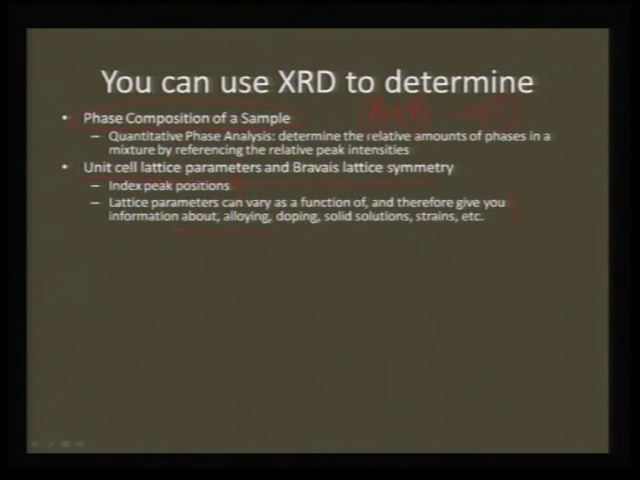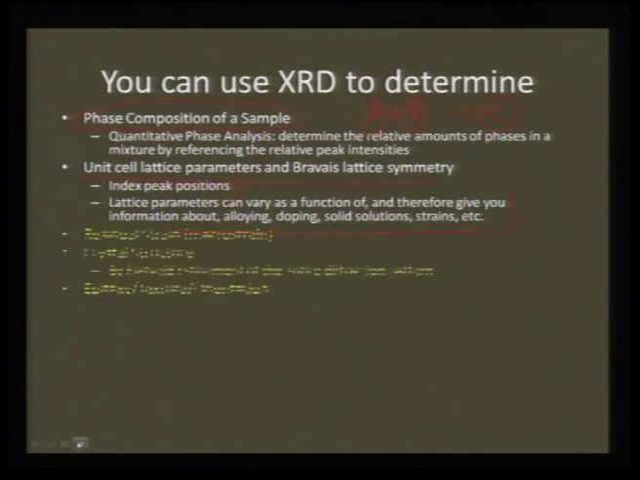So, different things we can try to harvest from a simple X-ray pattern: alloying, doping, solid solution, strains, etc. And this is a big list. Not only do we look at the cell symmetry, we also look at the macro strain in a lattice and how we can correlate the strain induced by the crystallites or by the polycrystals, and correlate that to some physical property like resistivity or magnetism or so on.